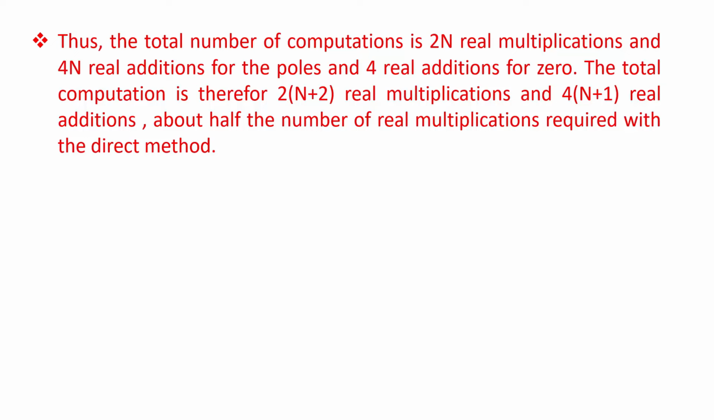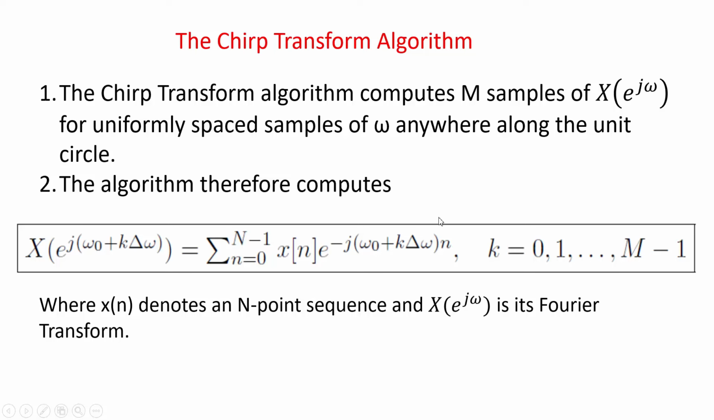that will be obtained when you use the Goertzel algorithm and you have to calculate a smaller number of DFT coefficients rather than all the coefficients. Then we can use the Goertzel algorithm, and it gives an advantage of half the number of real multiplications required with the direct method. Now let us look at one more algorithm, which is the Chirp transform algorithm.